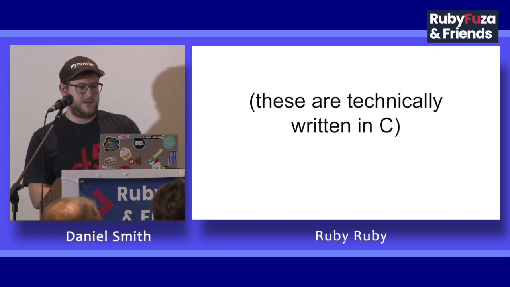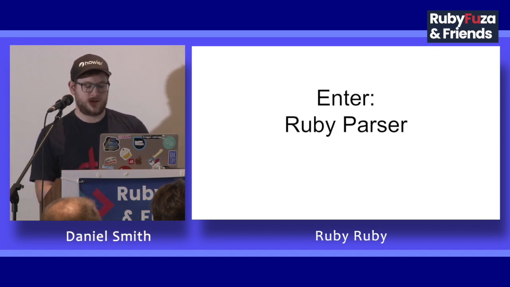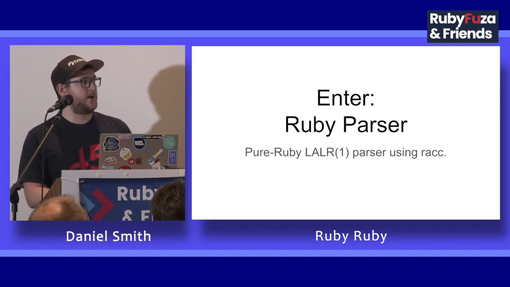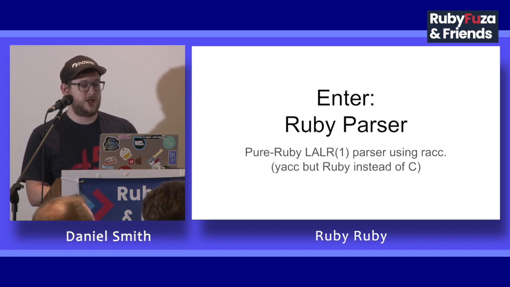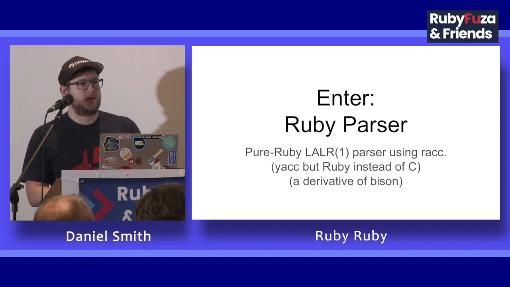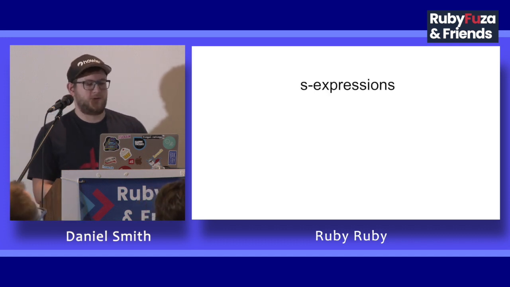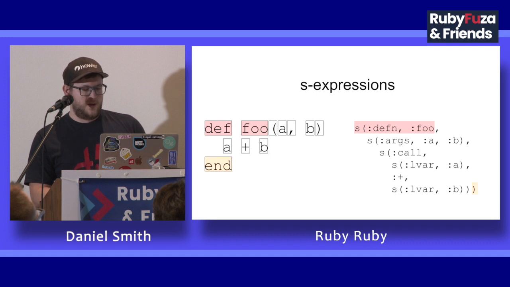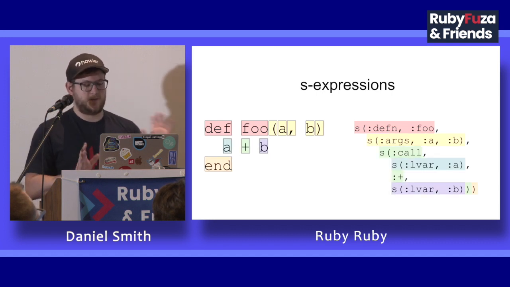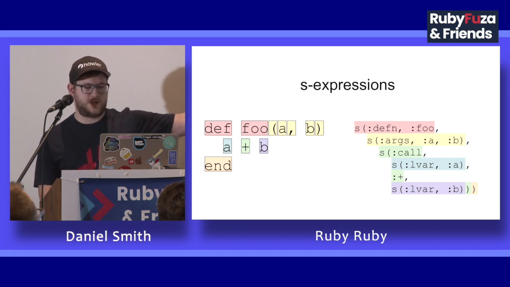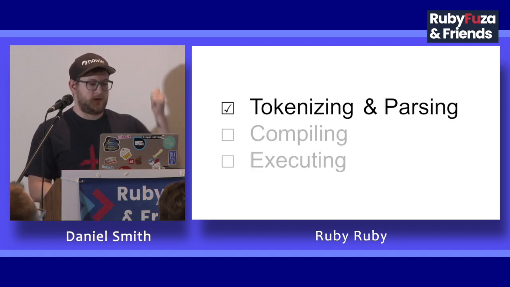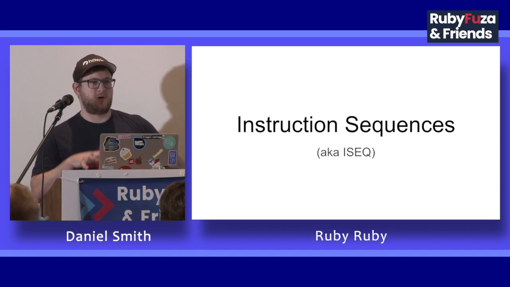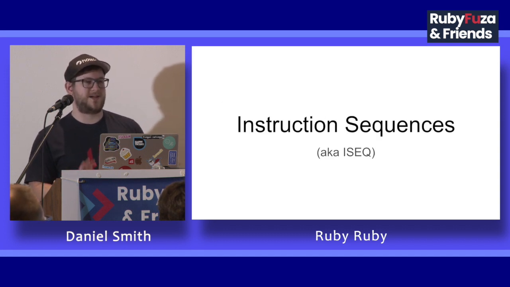So enter Ruby Parser, which, again, if you were here last year, would be familiar. It's a pure Ruby LALR1 parser using Racc. Racc is like Yacc, but Ruby instead of C. And Yacc is a derivative of Bison. All right, so what Ruby Parser does is it takes Ruby and turns it into S-expressions. It kind of looks like this. We get some tokens, and yeah, it looks like that. It looks a bit lispy, but it's essentially the same kind of thing. It's an abstract syntax tree, but different. All right, so cool. We've got tokenizing and parsing done. Nice. Let's go on to the compiling. All right. So Ruby gets compiled into instruction sequences, also known as ISEQ.